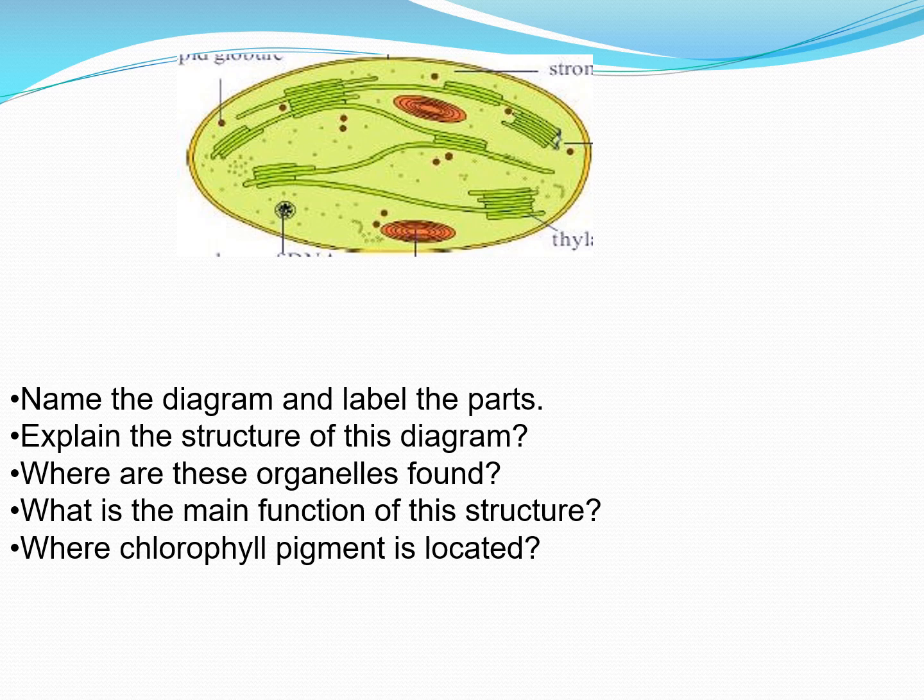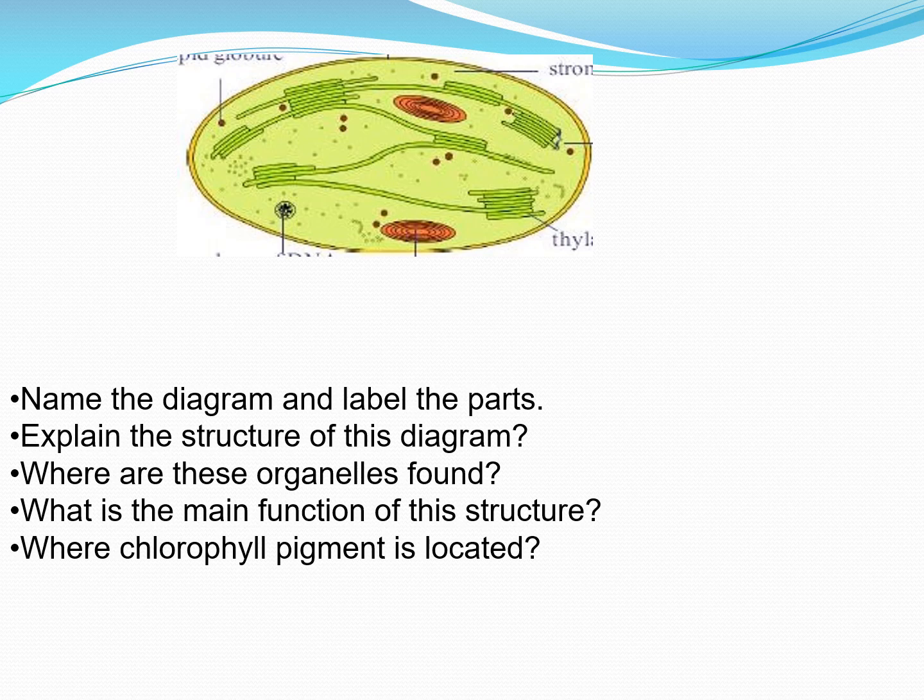Next question, what is the main function of this structure? It helps in synthesis of starch. Actually, it is the site of trapping solar energy and leads to the synthesis of glucose, which are joined together to form starch. Several glucose molecules which are synthesized in the chloroplast are polymerized together to form starch.